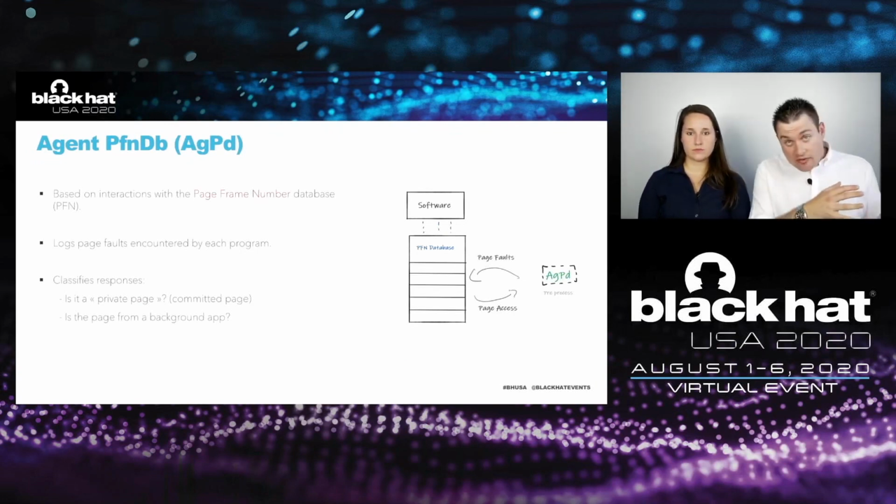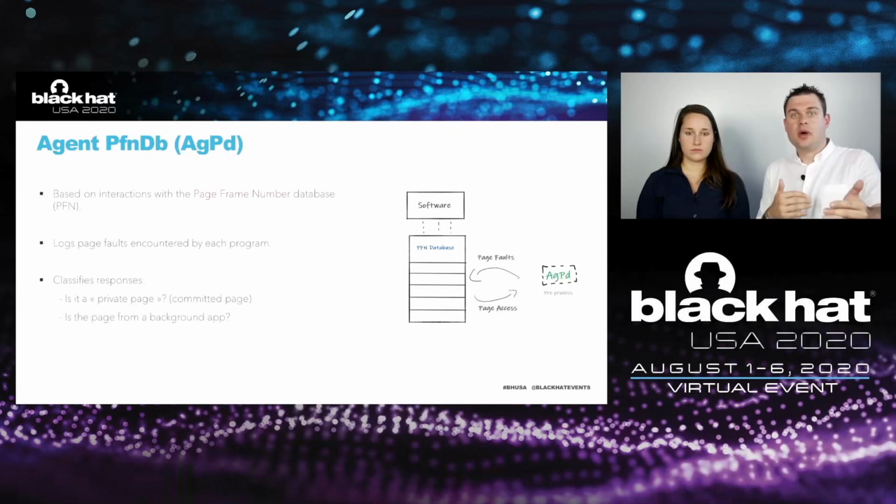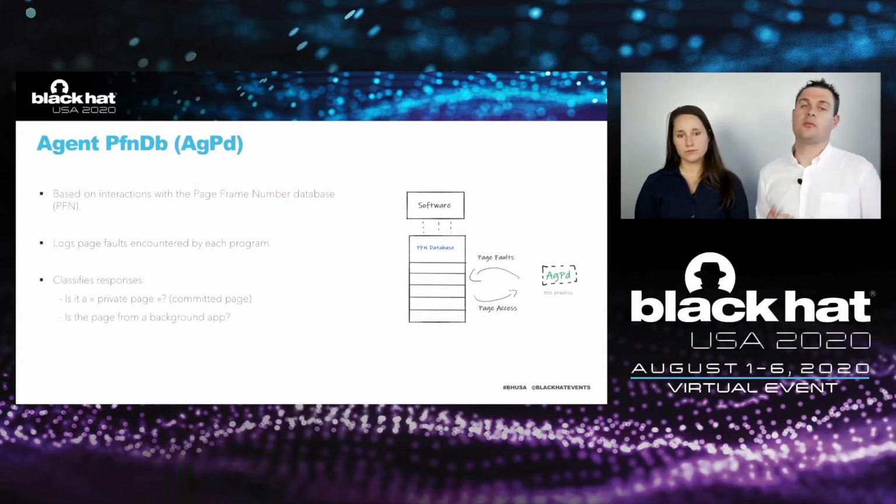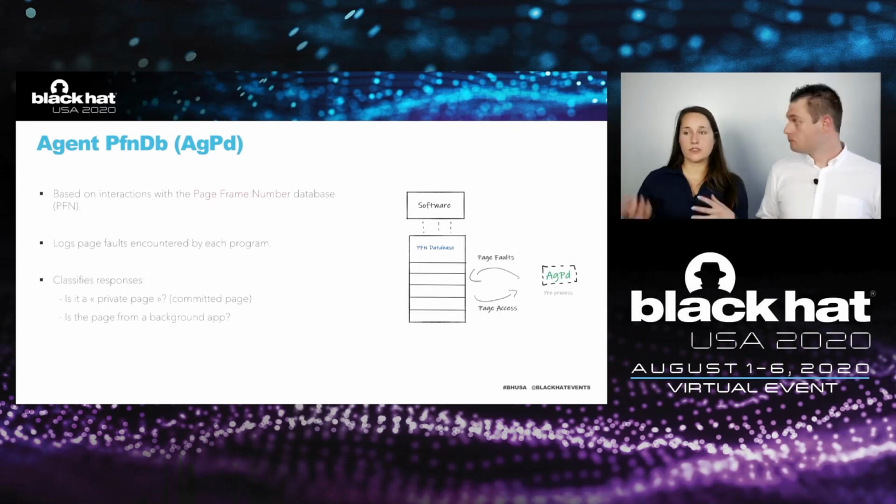Is this page private memory? Is this page shared memory, committed memory? Or is this page coming from a background application or a foreground application? It makes sense that a background application does not need the same responsiveness, the same ability to run fast, as a foreground application. They're not going to be processed the same way because the needs are not the same.